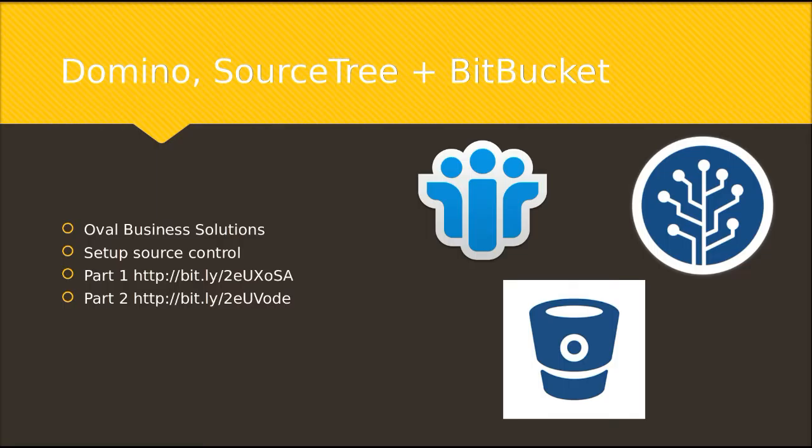Domino, SourceTree and BitBucket. This is an older post on the Oval Business Solutions blog, but is nevertheless worth reading. It's an introduction on setting up source control with the help of SourceTree. As a repository, BitBucket is being used here. So if you're not using source control with Domino yet, then please look at your calendar and notice that it's almost the end of 2016. So make plans to place any development project under source control for the year 2017.